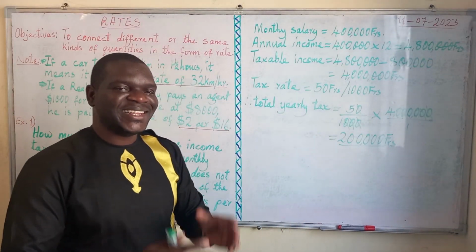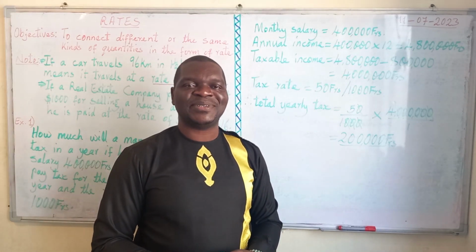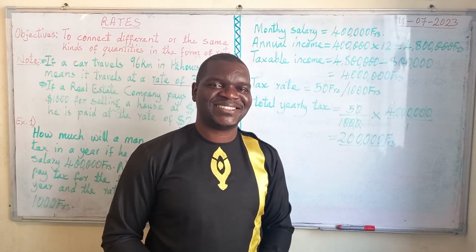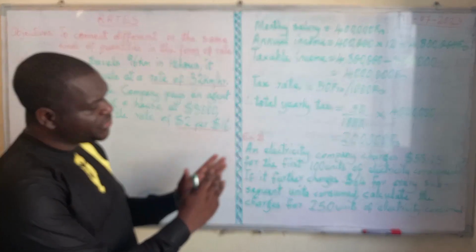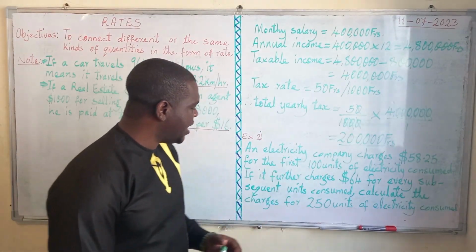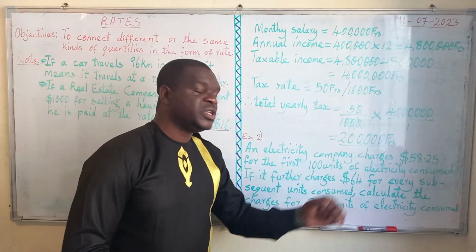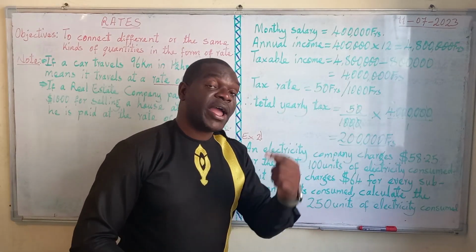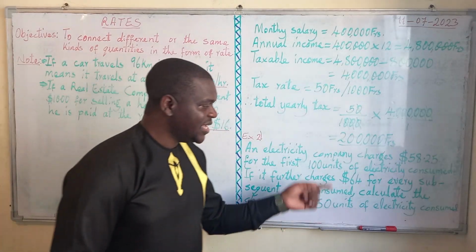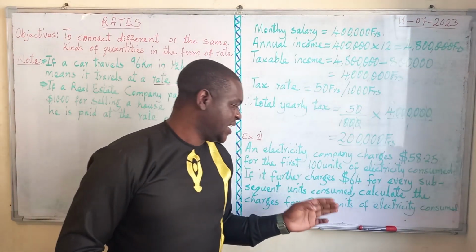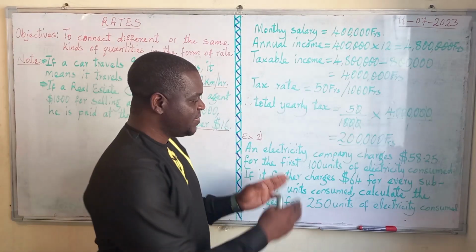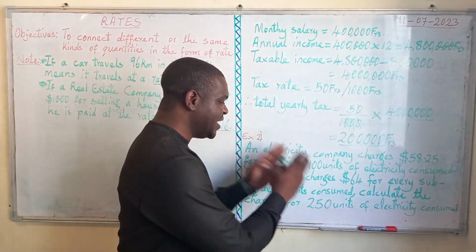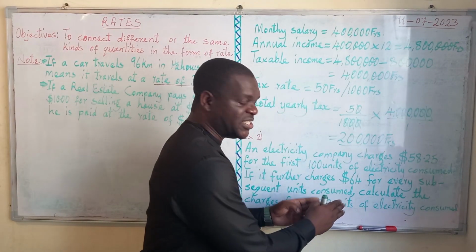If this is understood, then we can move on to the next example, which will better foster our understanding of rates. In our second example, it says an electricity company charges $58.25 for the first 100 units of electricity consumed. If it further charges $64 for every subsequent unit consumed, calculate the charges for 250 units of electricity consumed. These are different quantities. We have price and we have units of electricity. So let's do this together and see what the total charges will be.